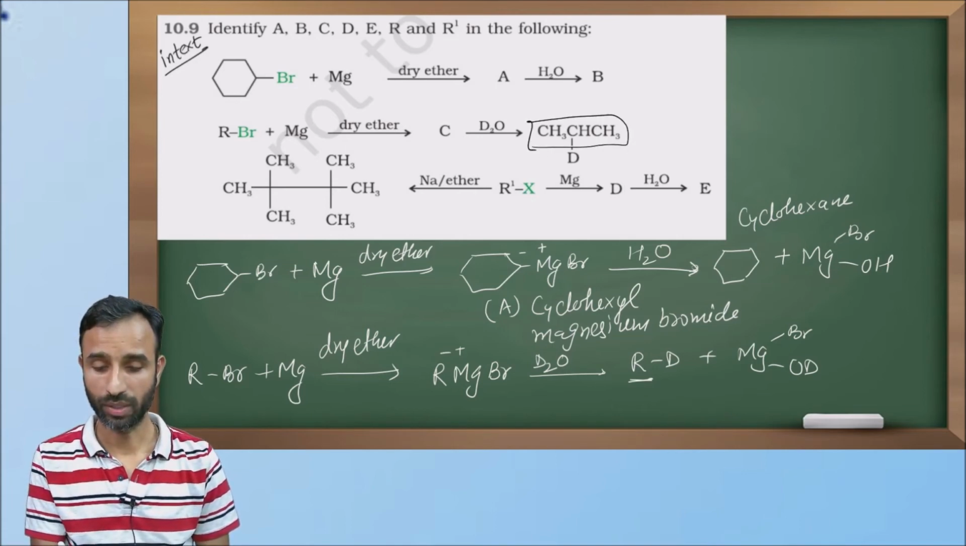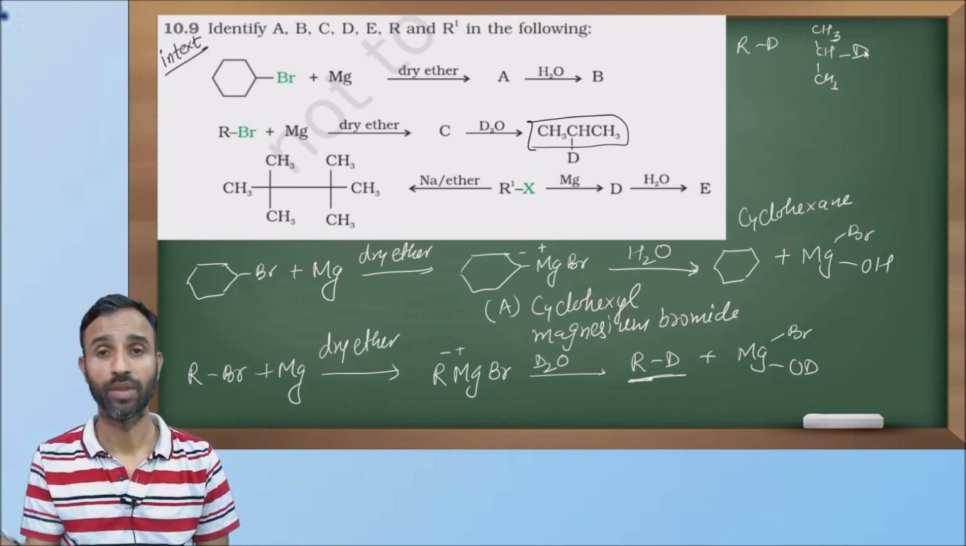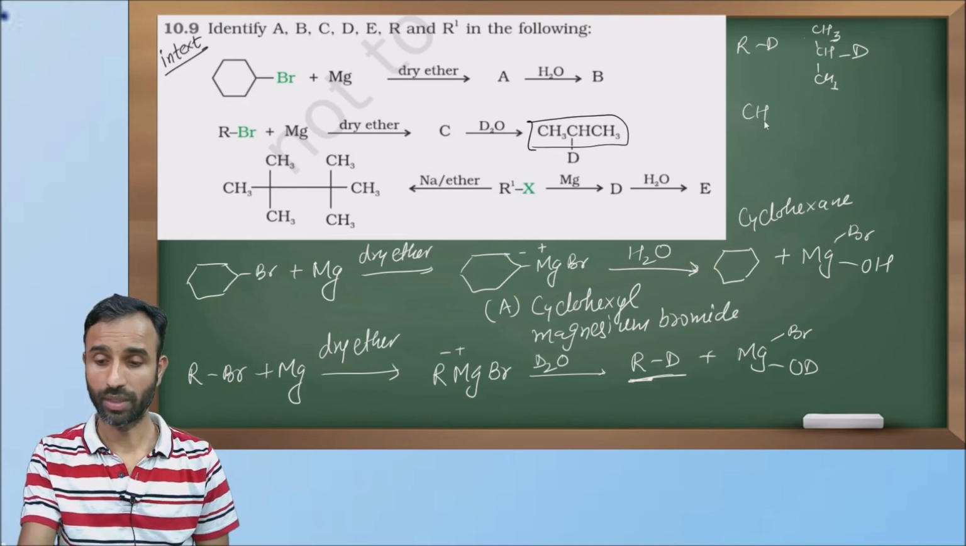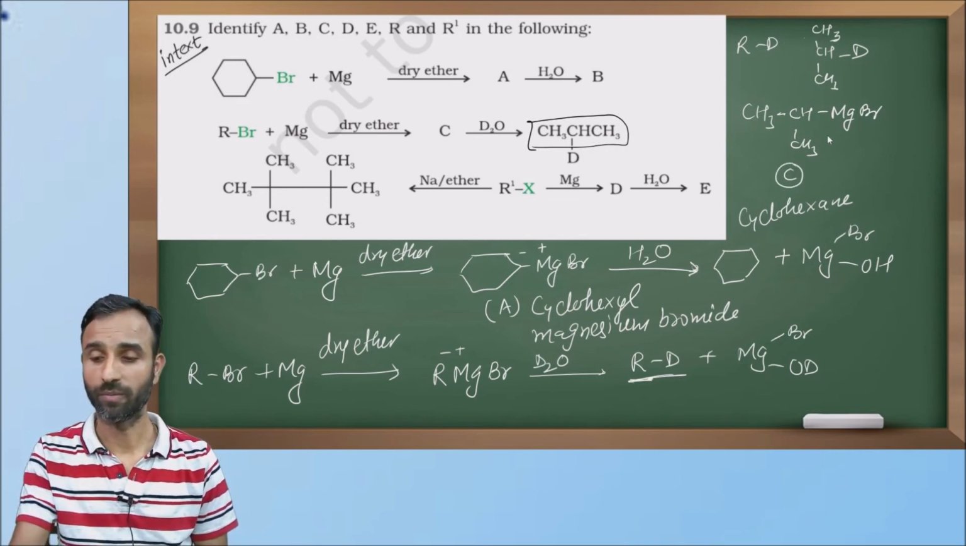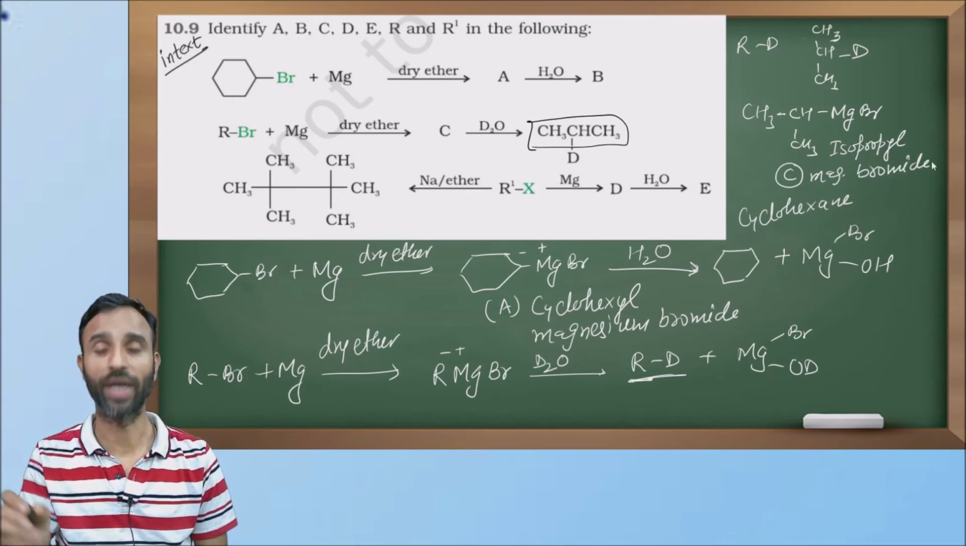That means this RD is CH3 CH3. So C is CH3 CH3 MgBr. So this one is C, isopropyl magnesium bromide.